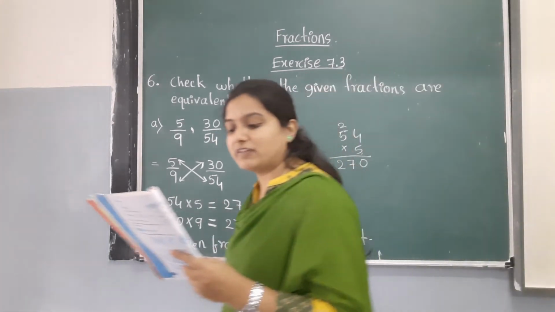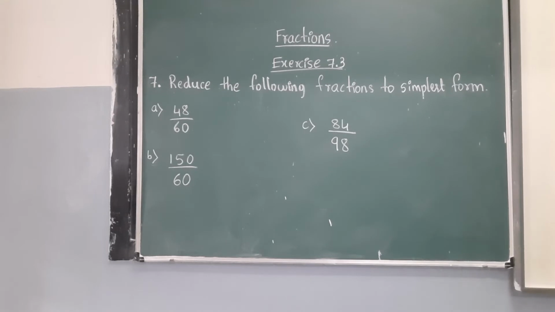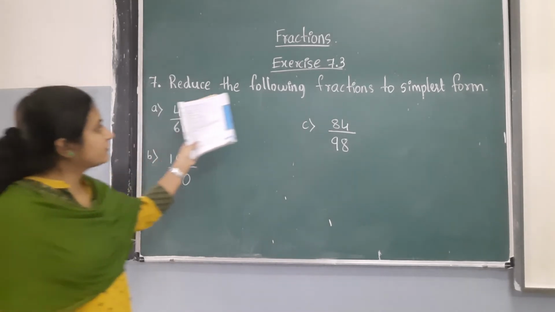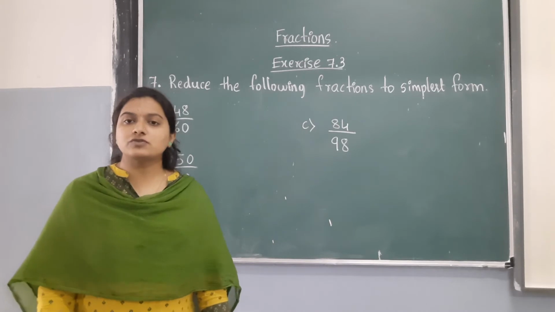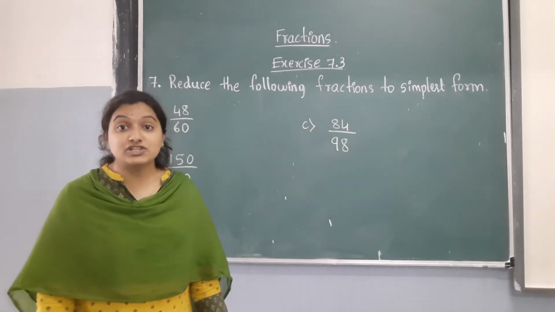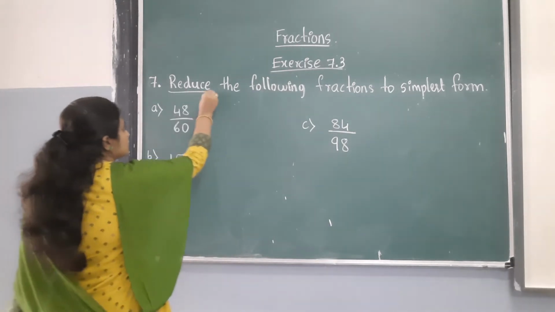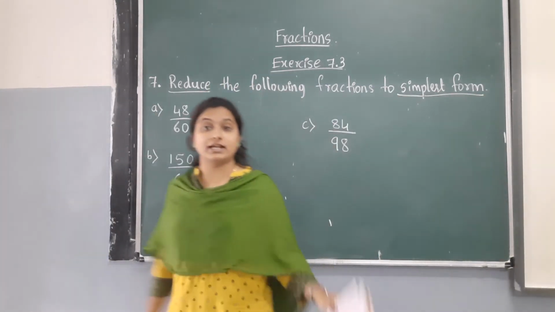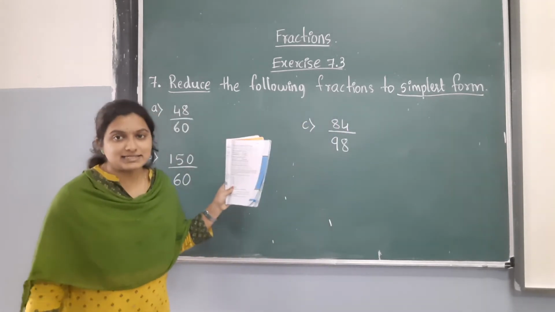Okay. Now what does seventh mean, children? See here. Reduce the following fractions to simplest form. Reduce means what? Cancellation. Reduce and simplest form, these two words are very important. When you see reduce or simplest form, you have to cancel the fractions.